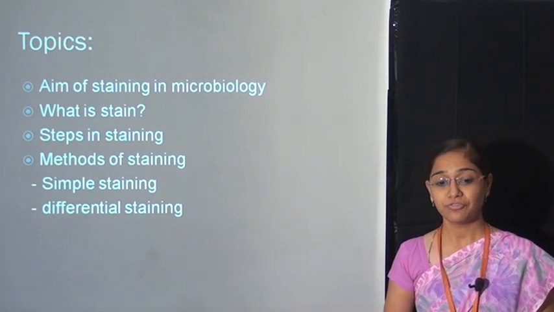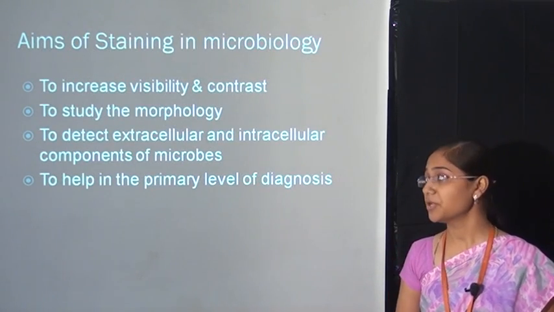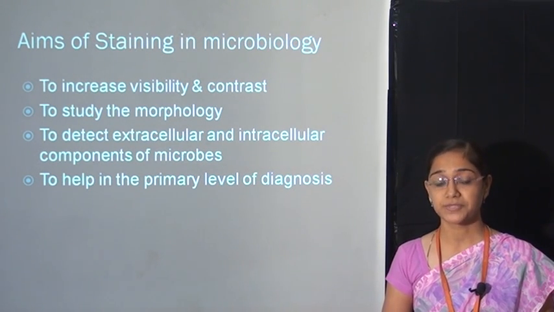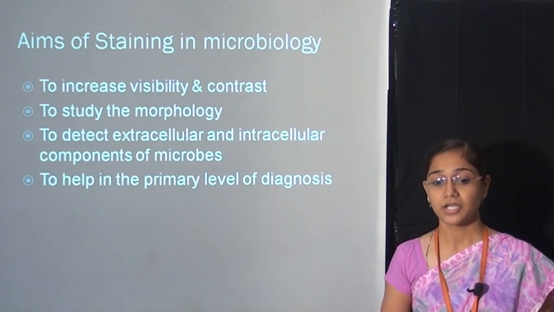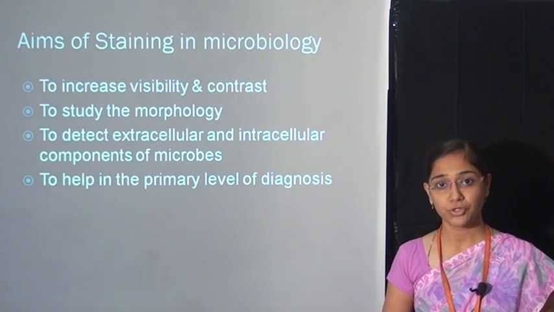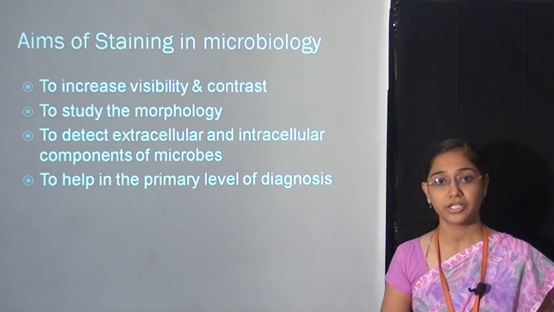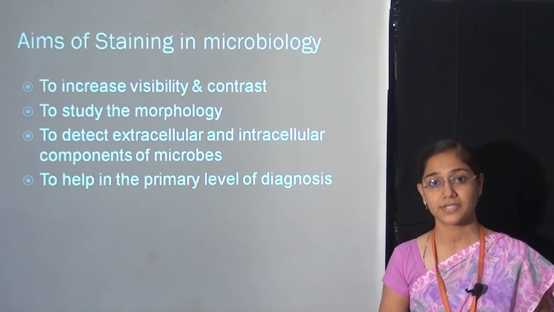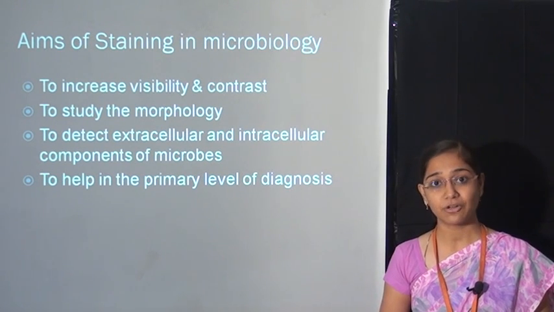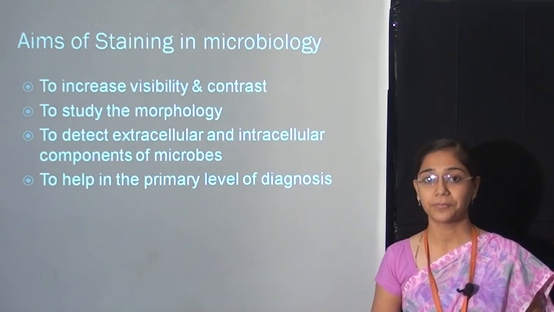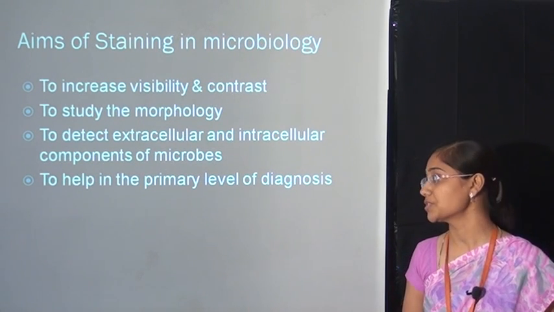Okay. The first topic is the aim of staining in microbiology. First of all, to increase the visibility and contrast between the cells and the surface. Next, to study the morphology, like cell size, shape, etc. Third, to detect the extracellular and intracellular components of our cells, like lipid content, cell wall structure, etc. And fourth, to help in the primary level of diagnosis.